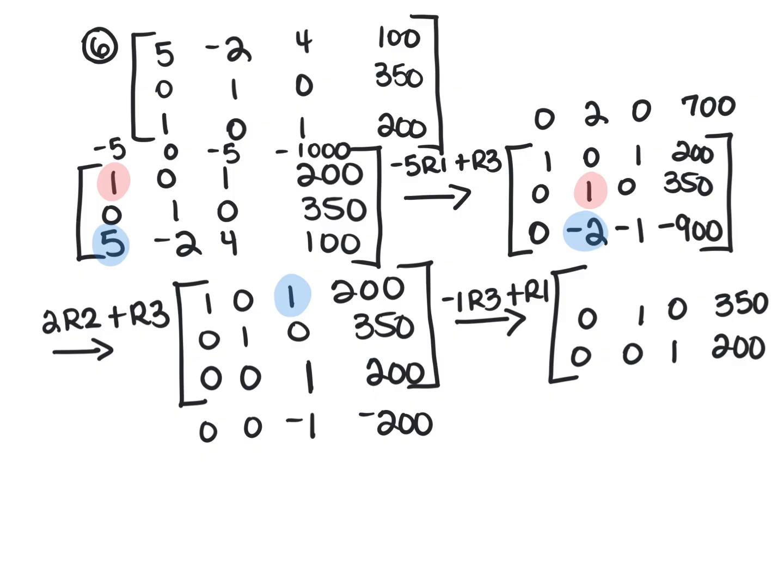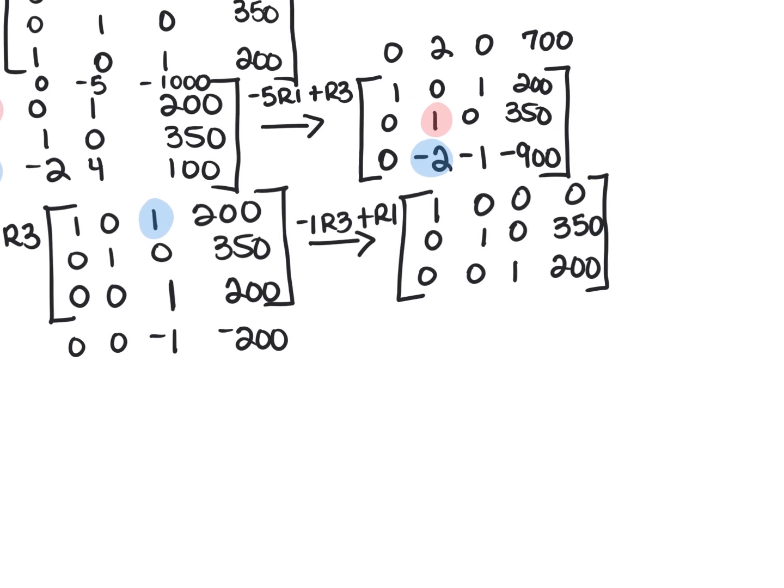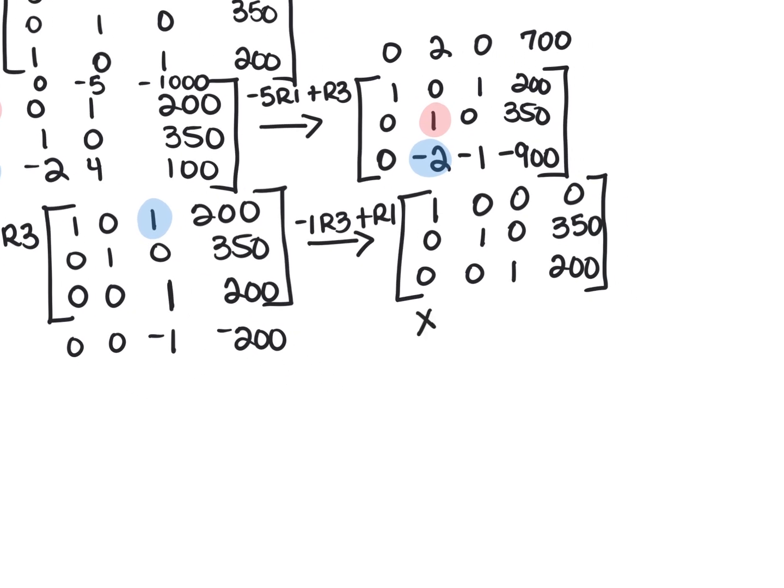And then we add the numbers to the outside with the top row. So I have 0 plus 1 is 1. 0 plus 0 is 0. Negative 1 plus 1 is 0. And then negative 200 plus 200 would also be 0. And again, we have our reduced row echelon. So I have X here, Y here, Z here. So X is 0, Y is 350, and Z is going to be 200.